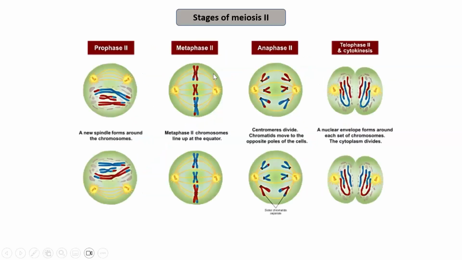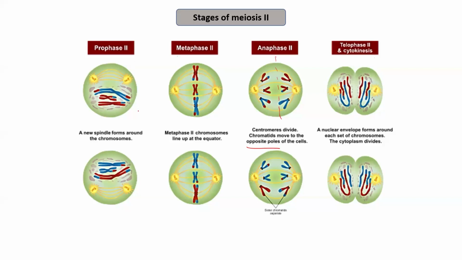So these are the stages of meiosis 2, which starts with prophase 2, followed by metaphase 2, anaphase 2, and cytokinesis. So in meiosis 2, these are the 4 different stages: prophase 2, then metaphase 2, anaphase 2, and telophase 2, and cytokinesis.